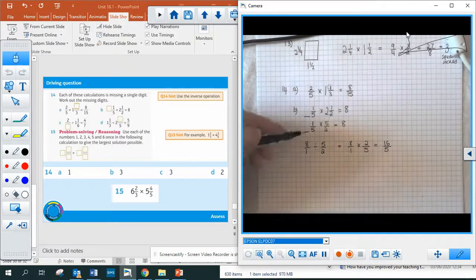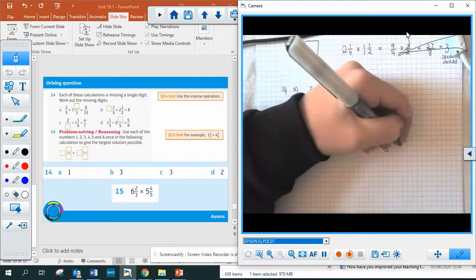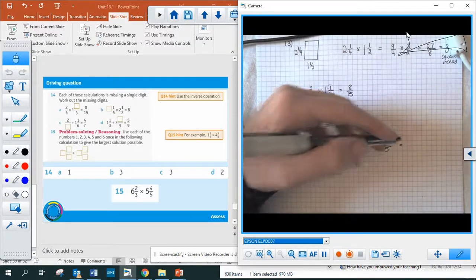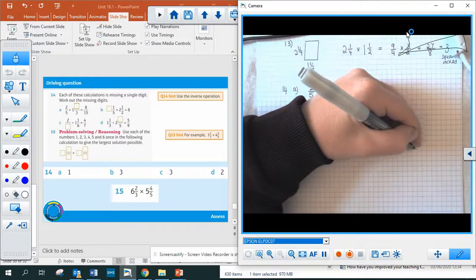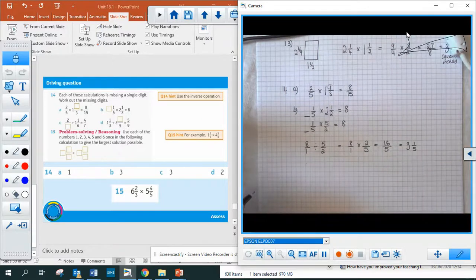Okay, I need to convert that to a mixed number so I can find that missing number there. 5 goes into 16 3 times with 1 remaining. So my answer there was 3 and a fifth. So here I should have 3. So you had to do the inverse. You had to divide instead this time, okay?